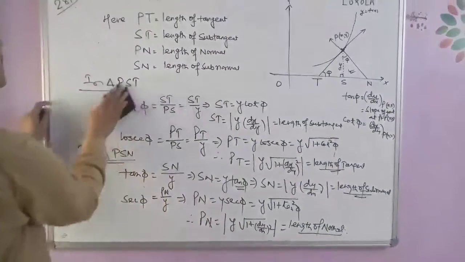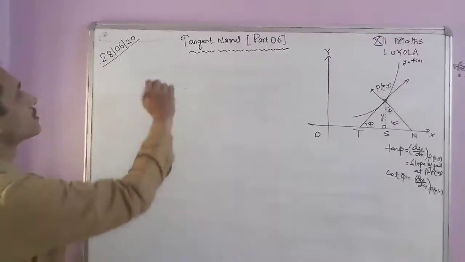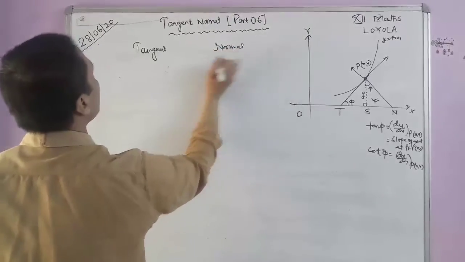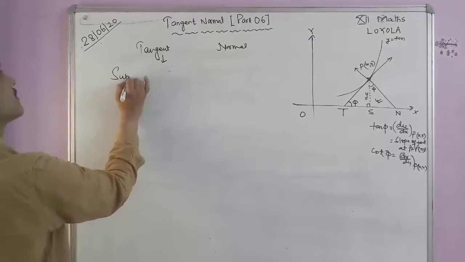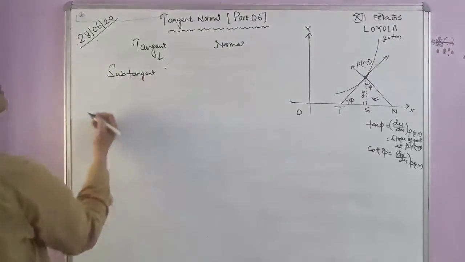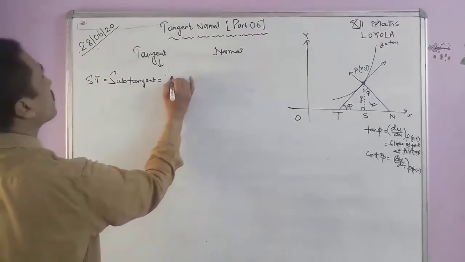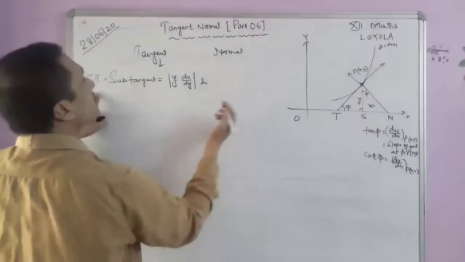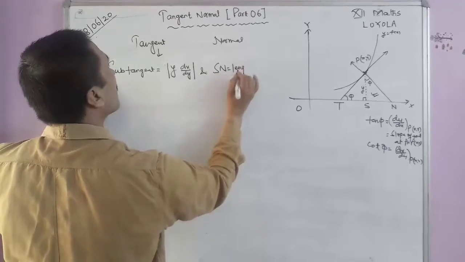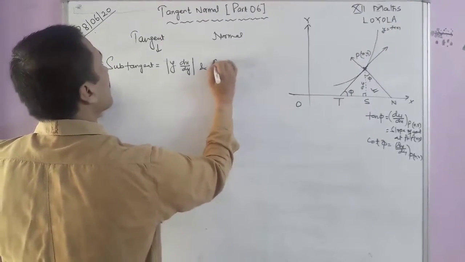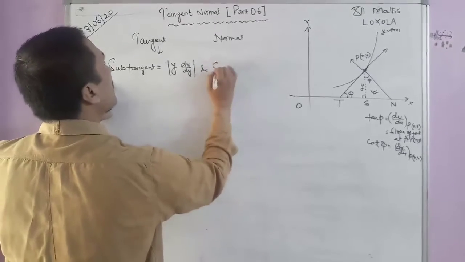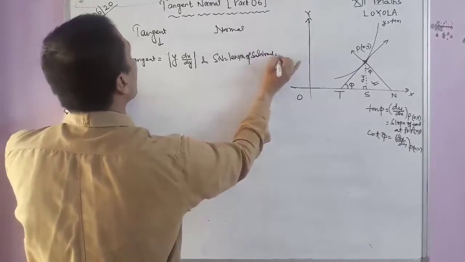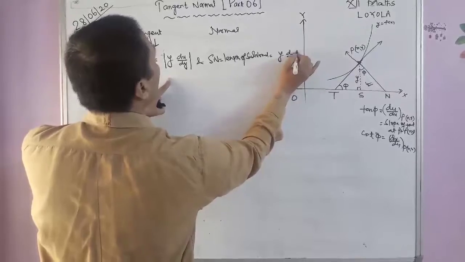Here, in case of tangent and normal, the length of subtangent ST equals mod of y dx by dy, and the corresponding result, SN, the length of subnormal, equals y dy by dx.